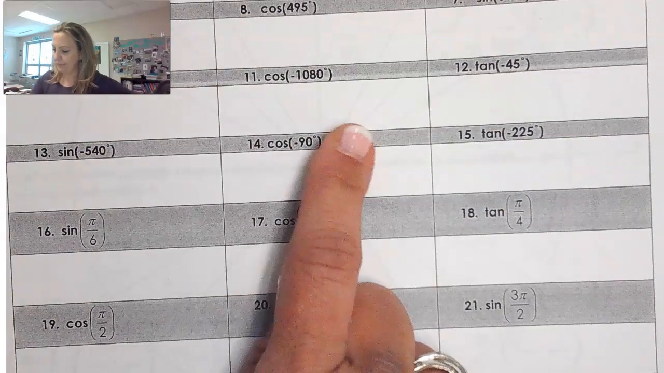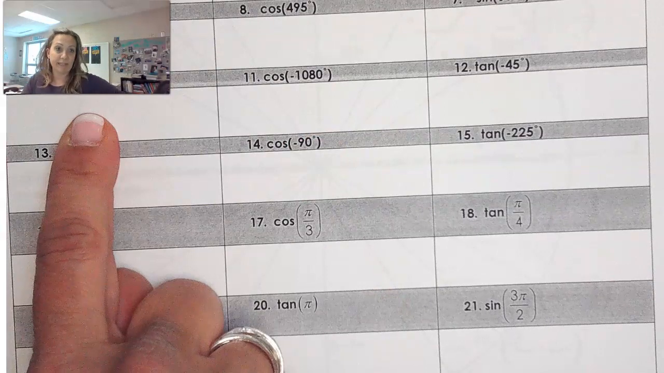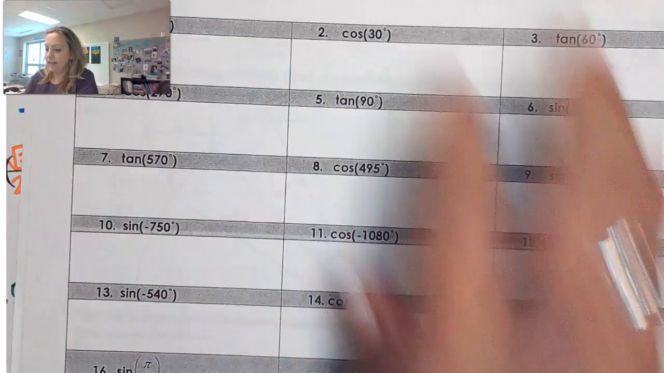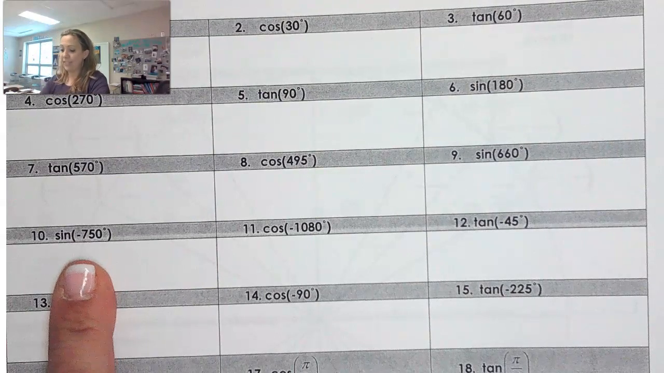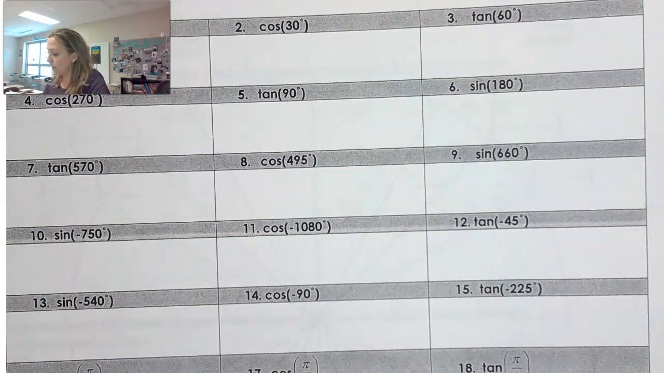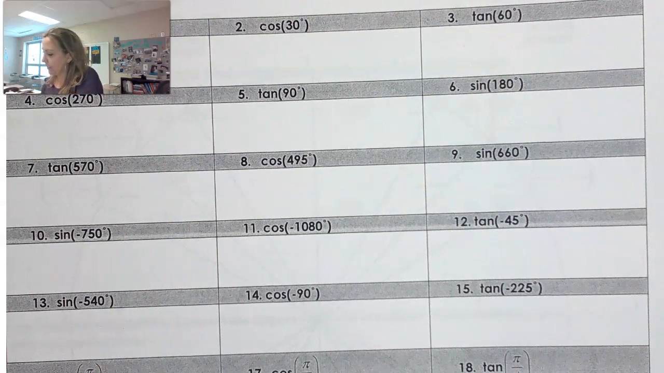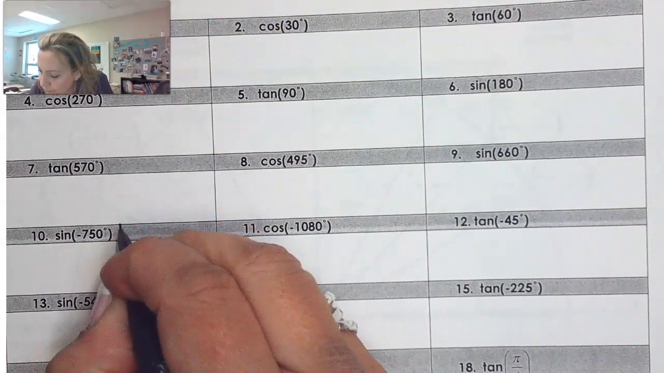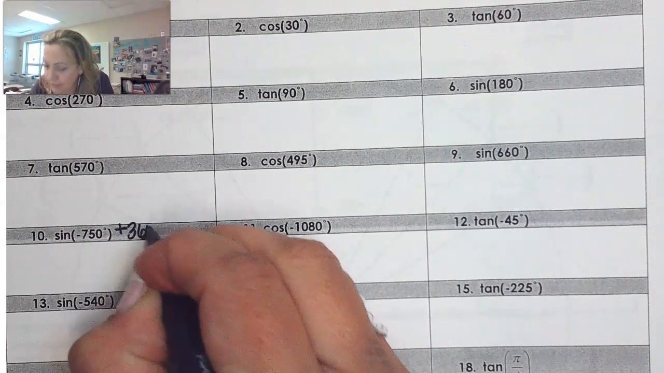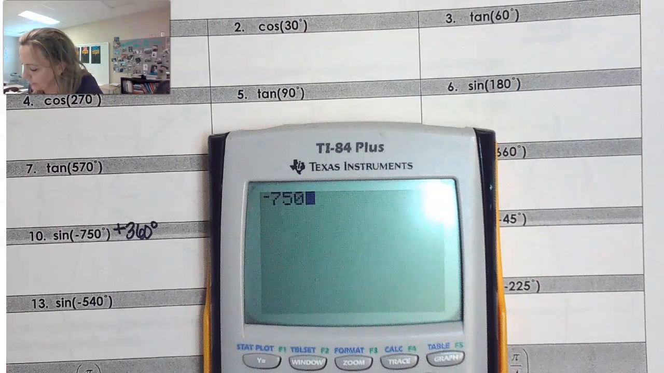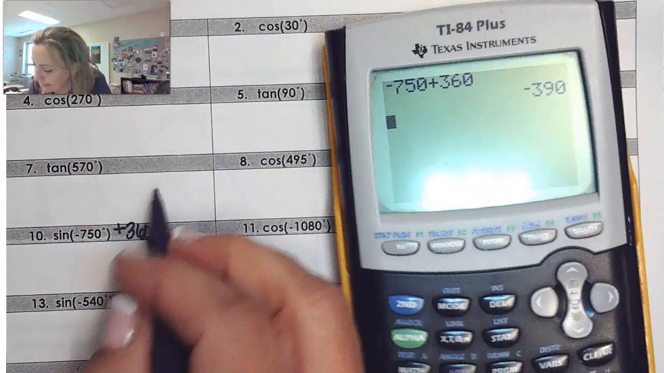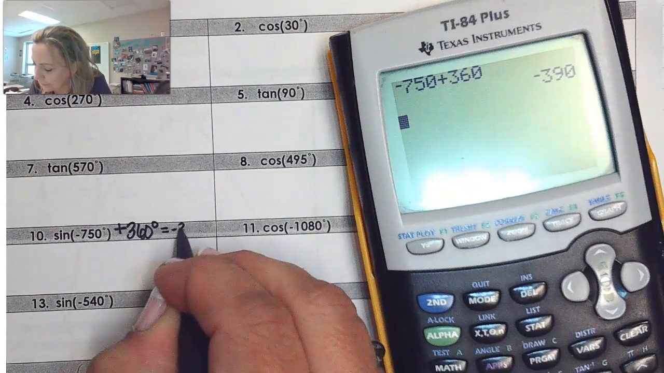Let's use maybe negative 750. Let's use sine of negative 750. So this isn't on the unit circle. All I'm going to do is use the coterminal angle. When you have degrees, remember we're just going to add 360 degrees to that. So let's take negative 750 plus 360. That gives me negative 390 degrees.